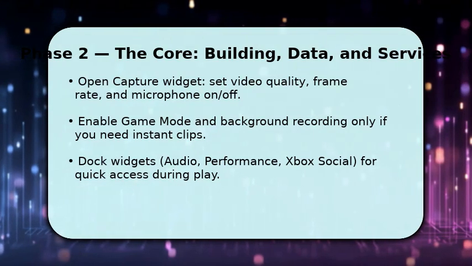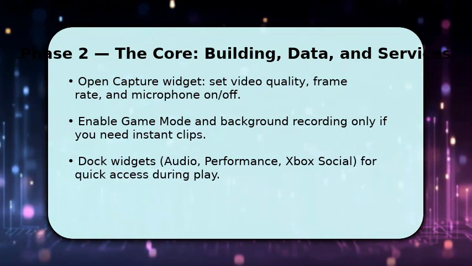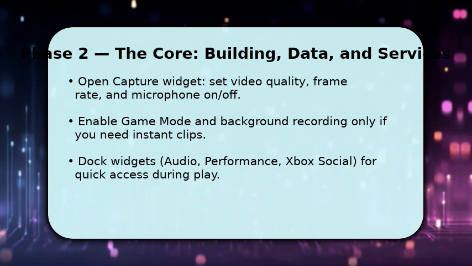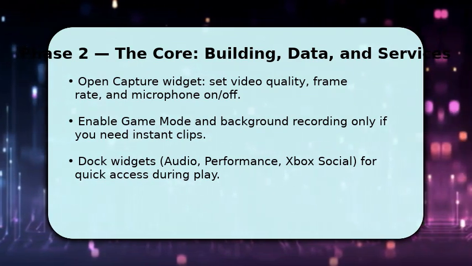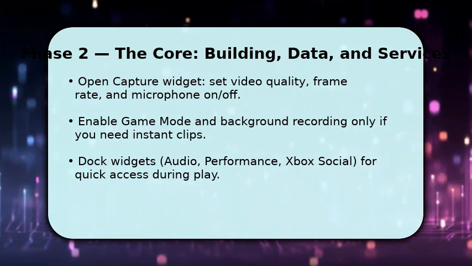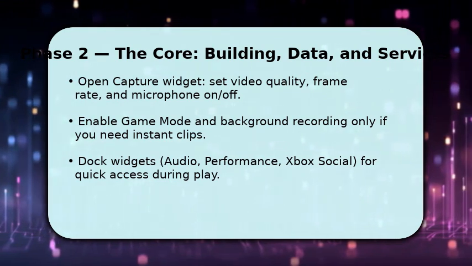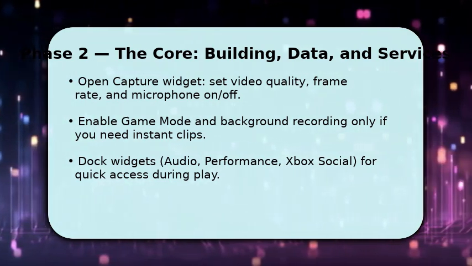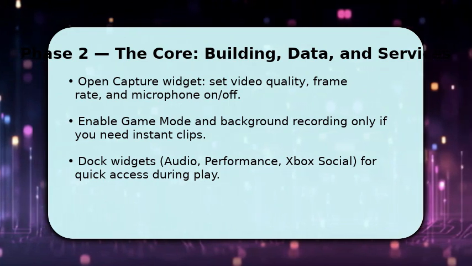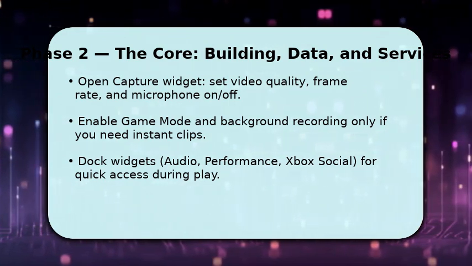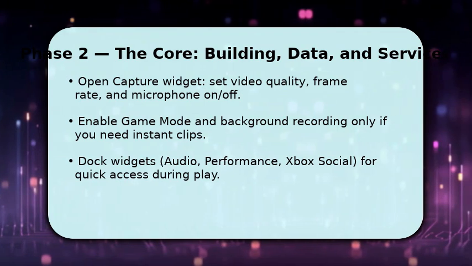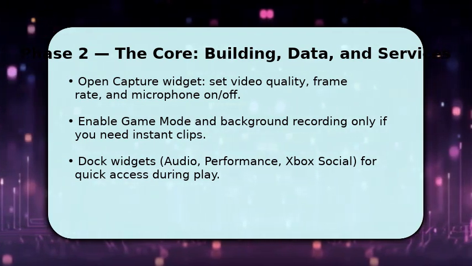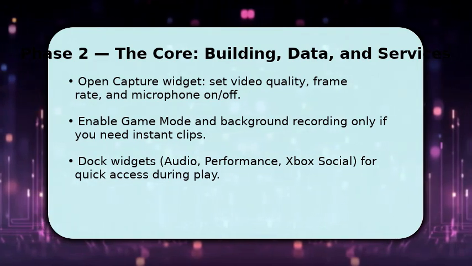Now configure capture settings so recordings match your goals. Open the capture widget and choose quality and frame rate, and toggle microphone if you want voice. Make sure game mode is on for consistent performance. Enable background recording only if you need automatic clips because it uses extra resources. Arrange and dock audio, performance, and social widgets where they don't block HUD elements. Once you've tailored these, short recordings and screenshots will be instant and predictable every session.